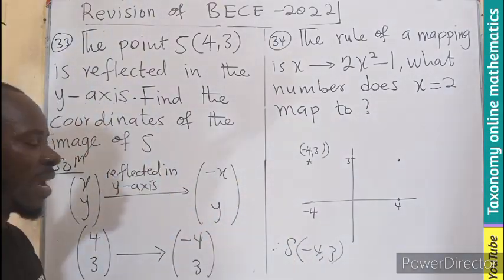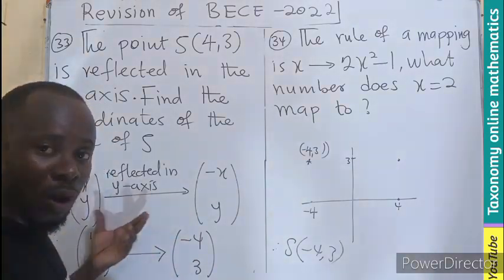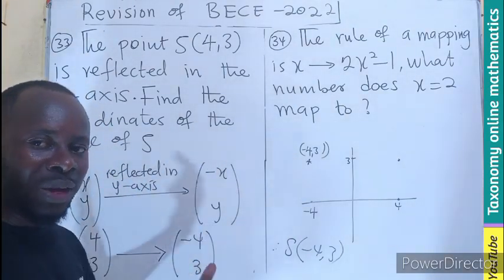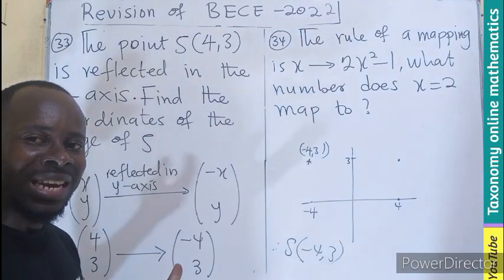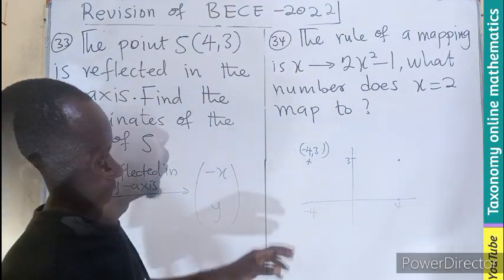This is a vector representation or column vector representation. I'm sure the concept for reflection in the y-axis is clear. You can try that for reflection in the x-axis and see the concept being developed.